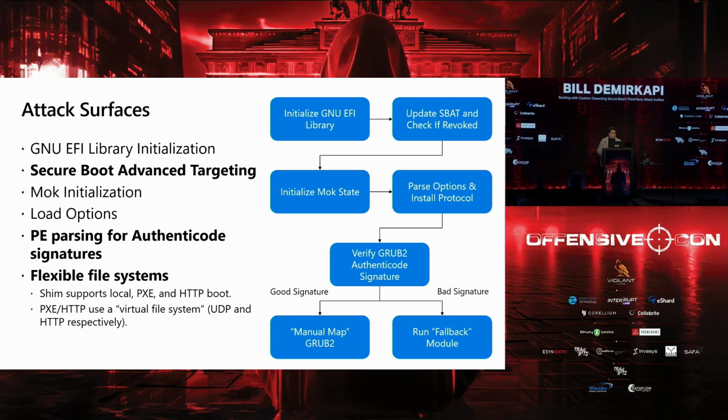And finally, I also focused on flexible file systems. One really interesting fact about the shim is that it can support a lot of different file systems. It all depends on what you use to start the shim. So if I start shim with HTTP boot, then it'll actually try to load grub from HTTP, the HTTP server that it got the shim from. PXE and HTTP use a virtual file system, UDP and HTTP respectively.